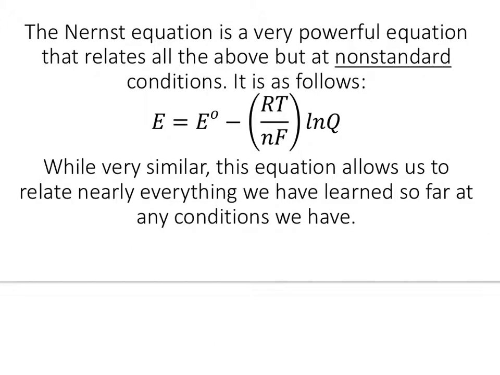All right, last kind of death equation. The Nernst equation is a wonderful equation. It allows us to do all that stuff, however, at not standard conditions. So, E standard minus this fluff factor again, and we're using Q, very similar to last time in our unit 5. And again, we're relating almost everything again at any conditions we have.